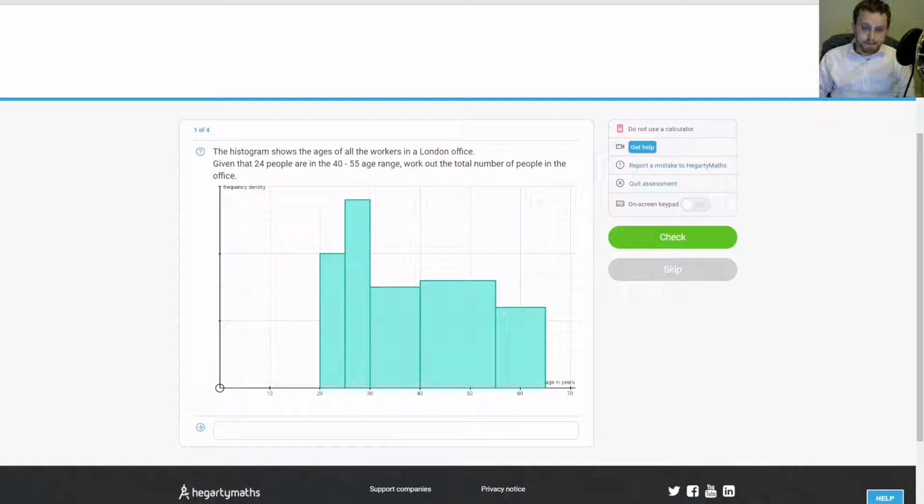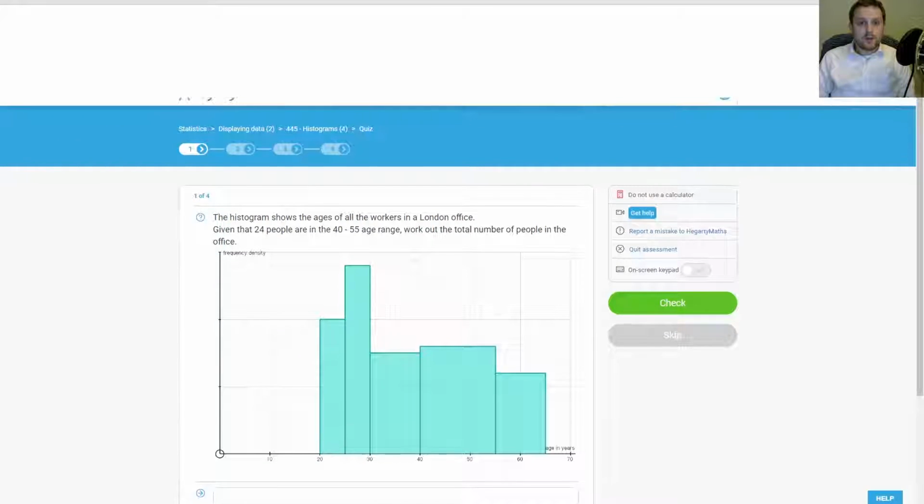Hi everyone, I'm going to go through task 445, histograms 4. It's a very tricky Hegarty task. A lot of people have been very successful on the first three tasks and then have found this task quite a bit harder. So what I'm going to do is go through it.